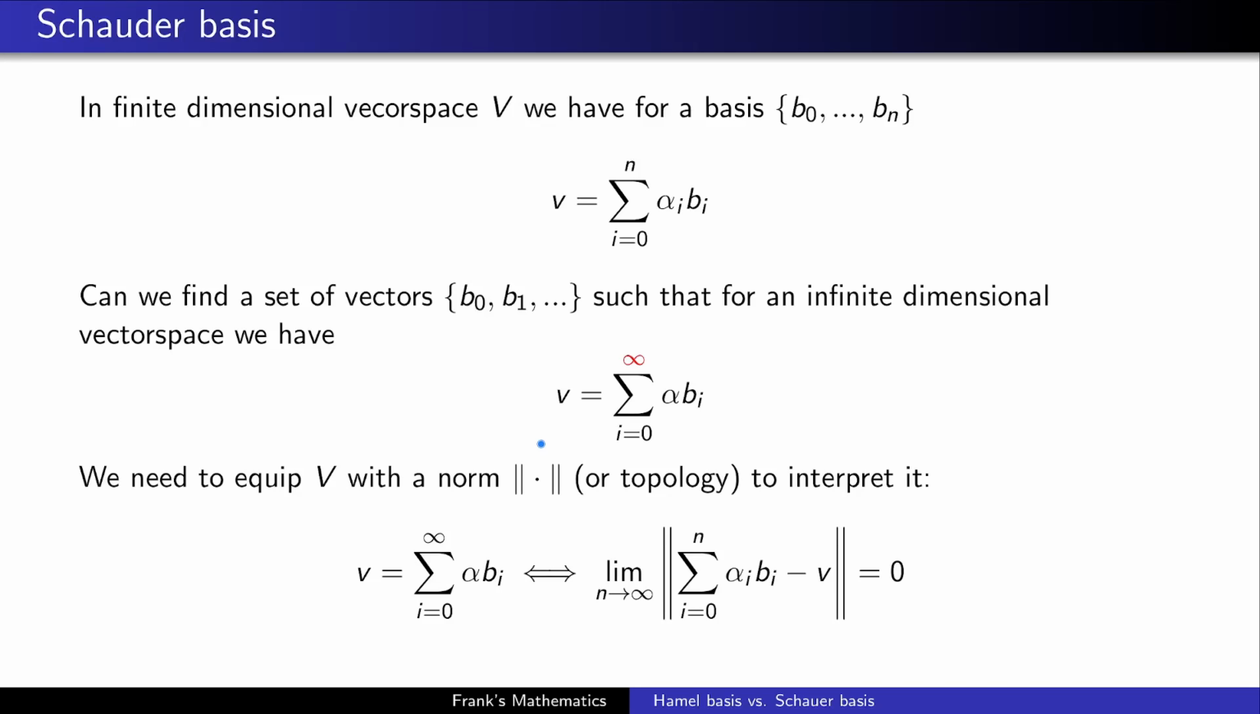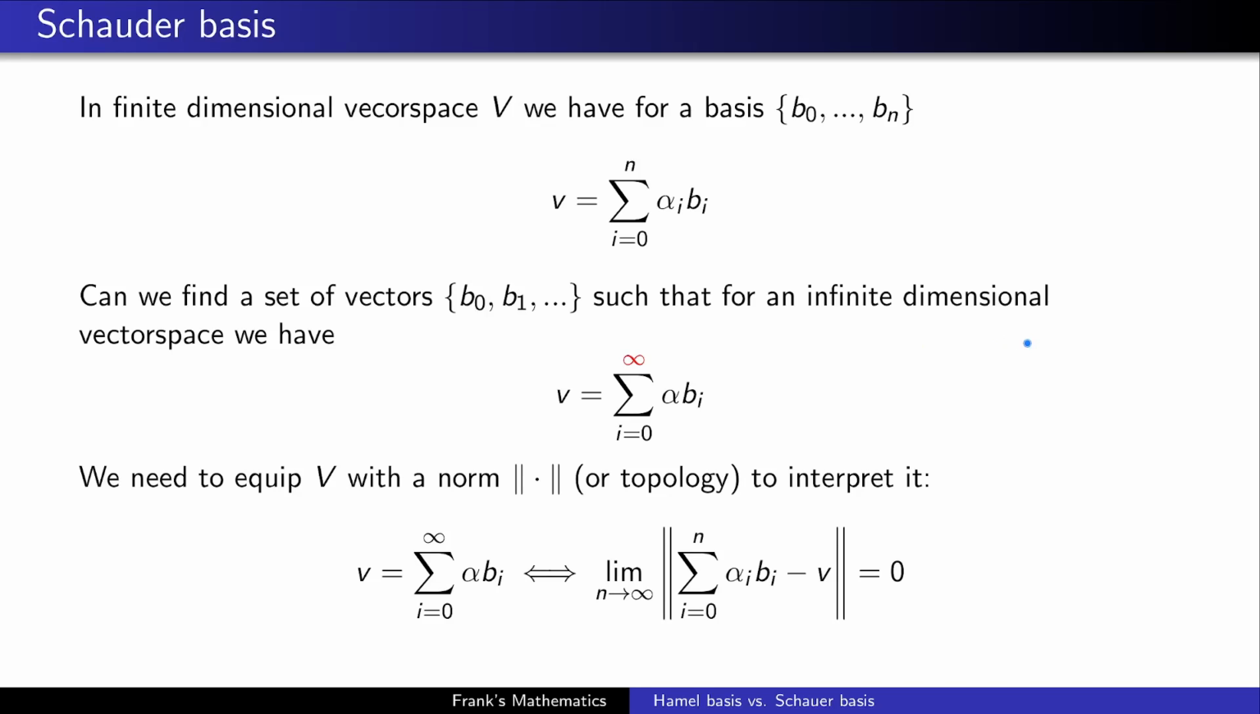Before we come to some definitions, we have to ask ourselves, well, how do we interpret this here? How is this understood? And to understand this infinite sum here, we need to equip V with a norm, or at least a topology, because now we can say, okay, v is this infinite sum here if the limit of this finite linear combination converges against our vector v. So now we know how to understand this infinite sum here.